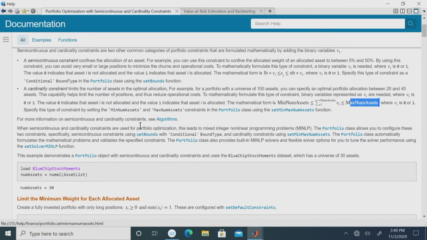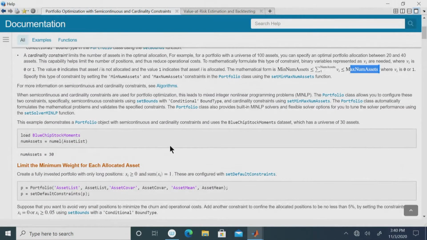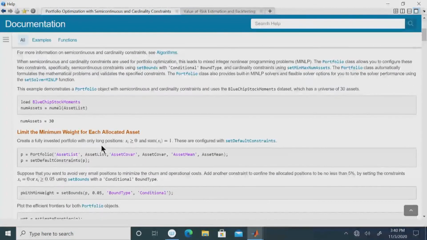Remember that in the earlier lecture we talked about the blue chip stock moments. So, we again recall and load those blue chip stock moments. Here num_assets will give me the number of assets, which in this case turns out to be equal to 30. So, this is essentially a universe of 30 assets. Now, we first begin with a scenario where we limit the minimum weight for each allocated asset. So, we carefully invest in a portfolio and have only long positions, which means I will disallow short selling.